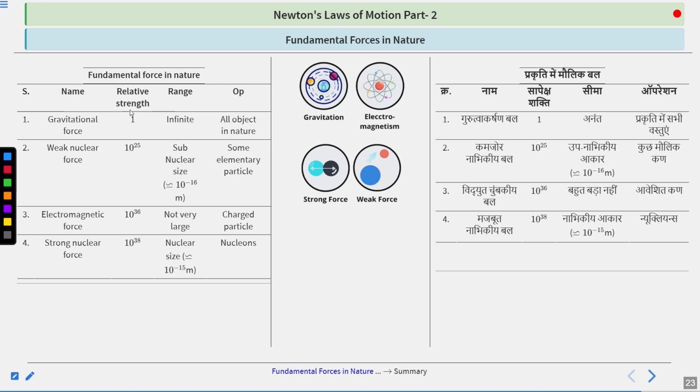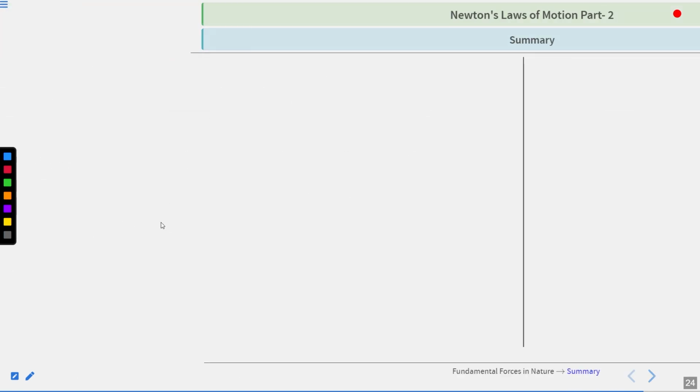Now, fundamental forces in nature. Gravitational force: relative strength 1, range infinite, operates on all objects in nature. Weak nuclear force: relative strength 10 power 25, range of nuclear size, available in some elementary particles only. Electromagnetic force: 10 power 36 is the relative strength, range not very large, acts on charged particles. Strong nuclear force: 10 power 38 relative strength, nuclear size is the range, acts between nucleons.